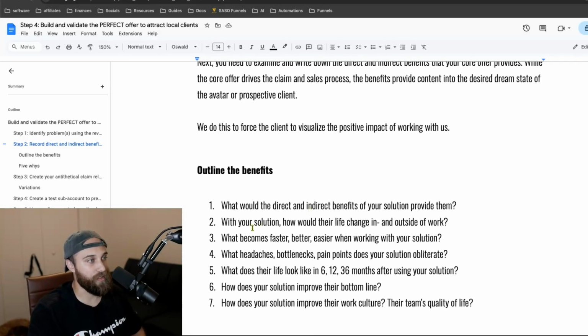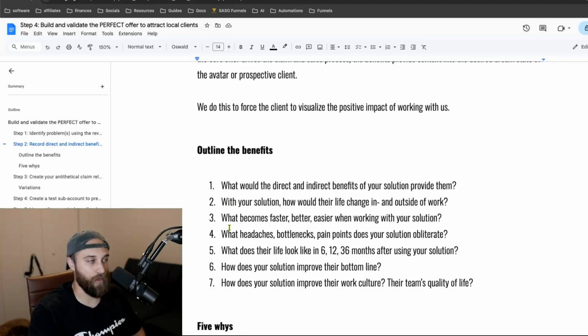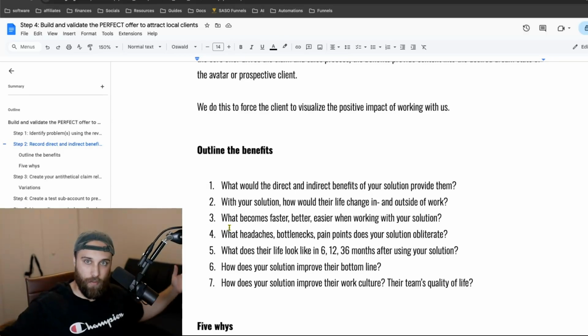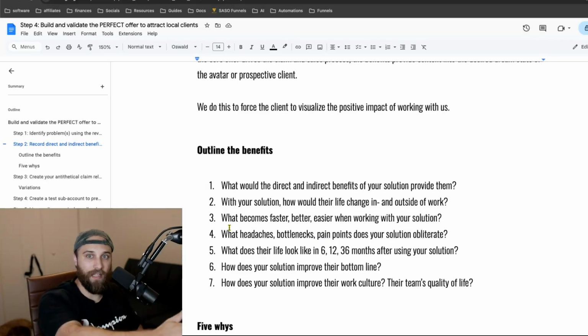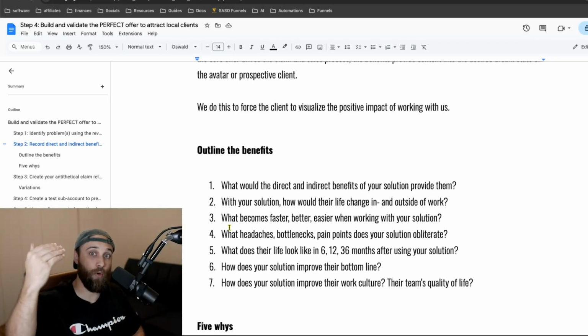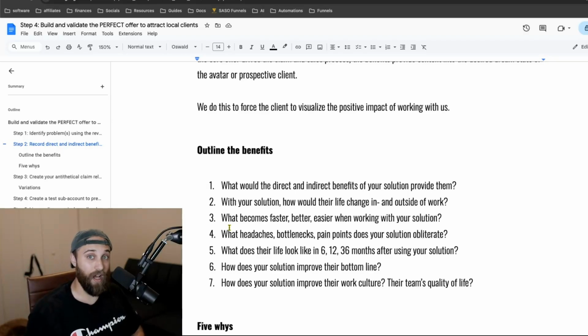So we're doing this to force the client to visualize the positive impact of working with us. Anytime that you're working with a business, you need to understand that your impact needs to directly impact the bottom line. You're not saying I work with local businesses to grow their online presence, to grow their brand. I'm not saying you need to work with businesses to help them run ads. Those are delivery mechanisms to what? To getting them more money. Remember in the previous training, you need to help increase their bottom line, whether that's making them more money, or saving them money by cutting down on expenses.